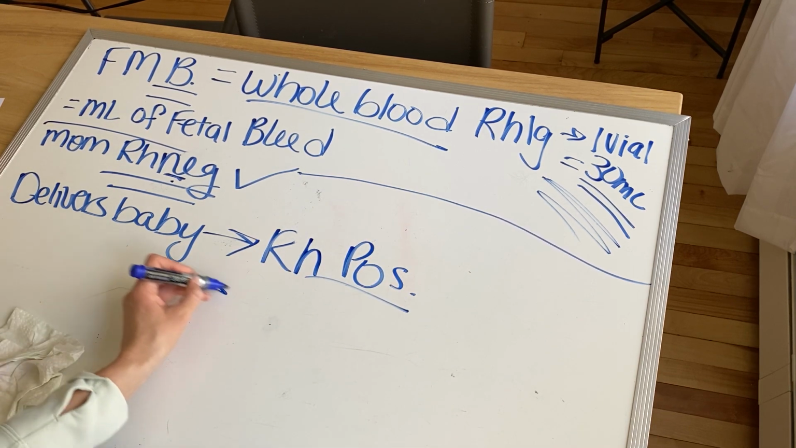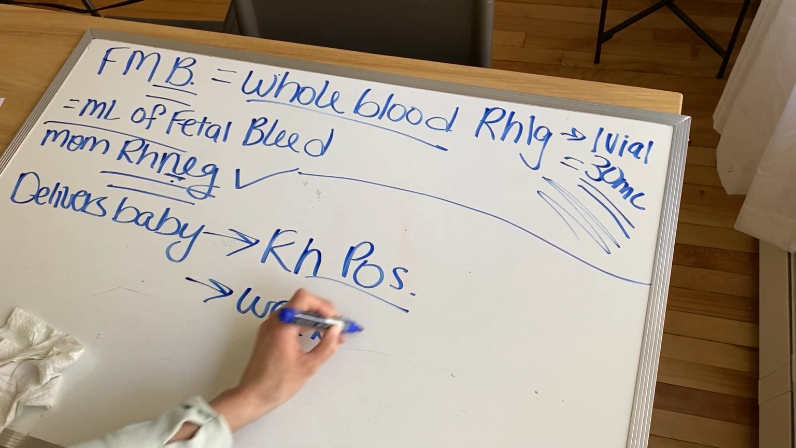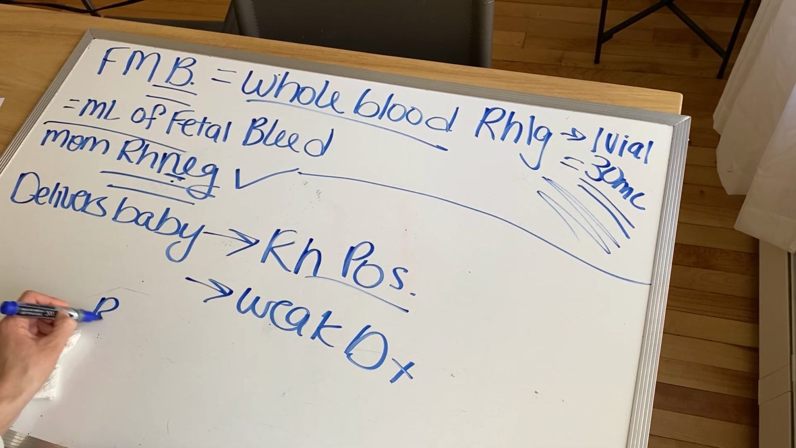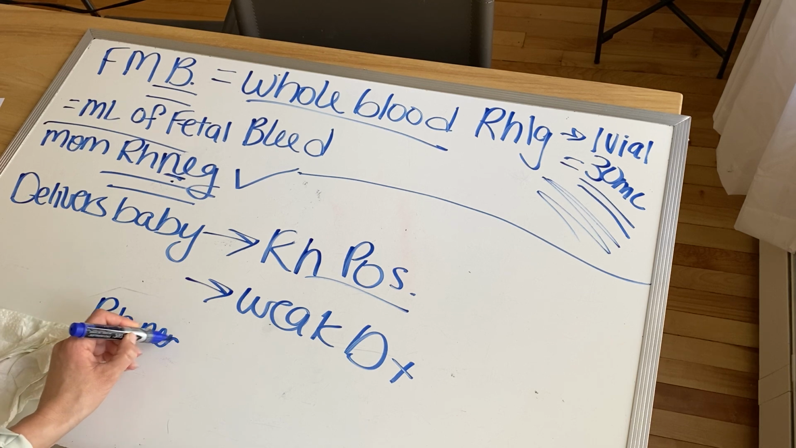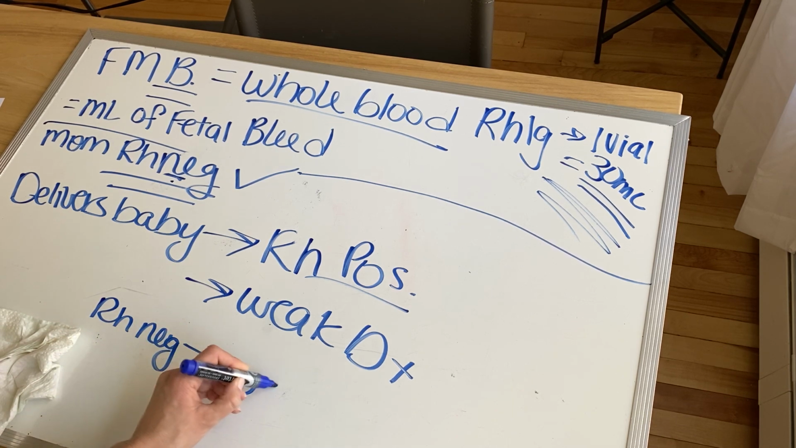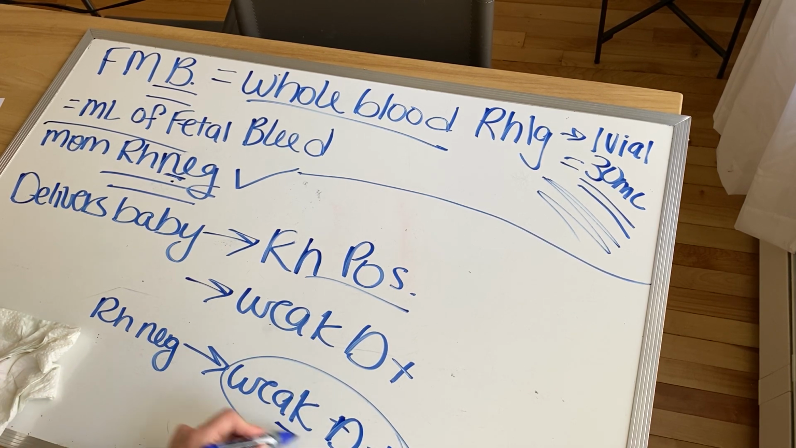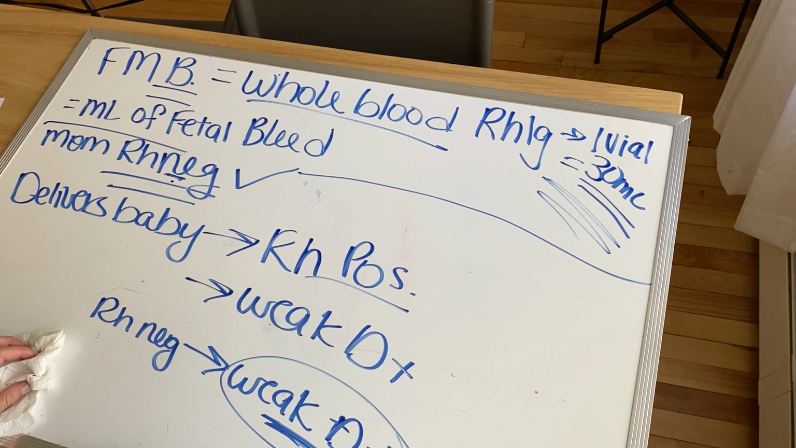or if the baby is weak D positive. So they may originally present as Rh negative, but when you do the weak D, they show that they're weak D positive. So if at any point they resemble Rh positive in any way, then again, you're going to do this Kleihauer-Betke test. So either Rh positive baby or weak D positive baby.